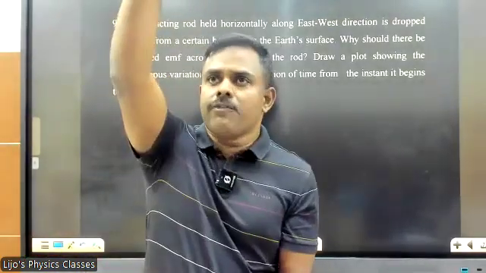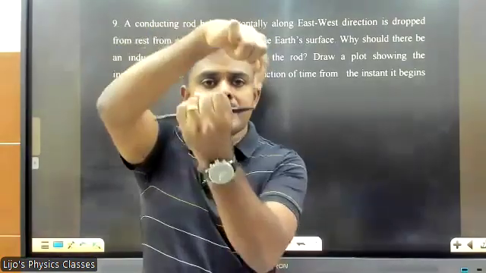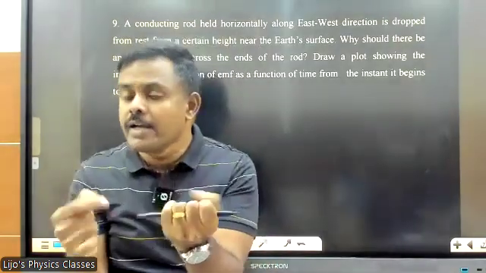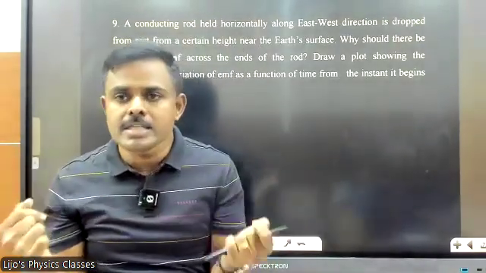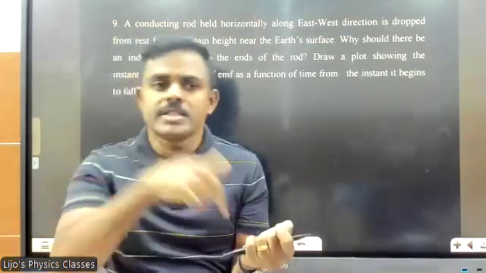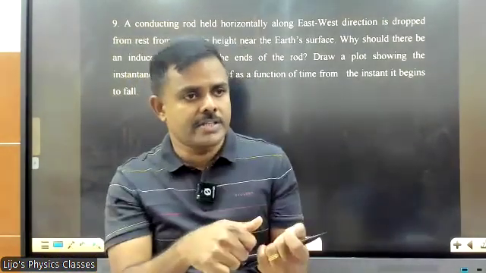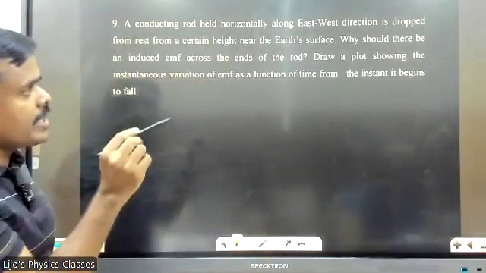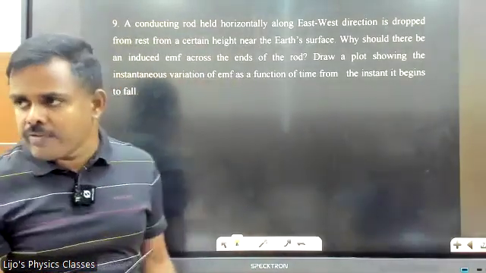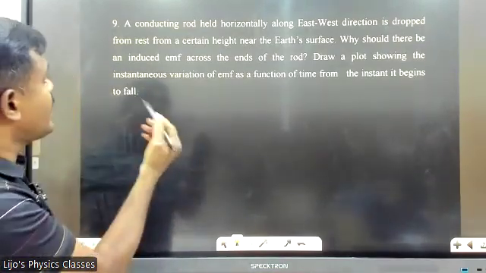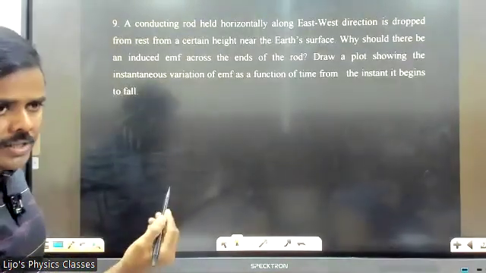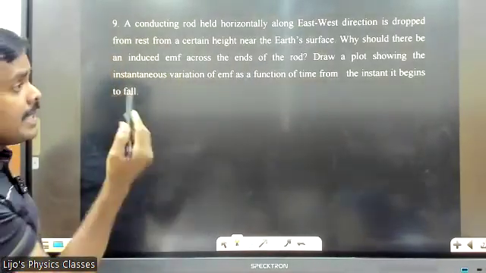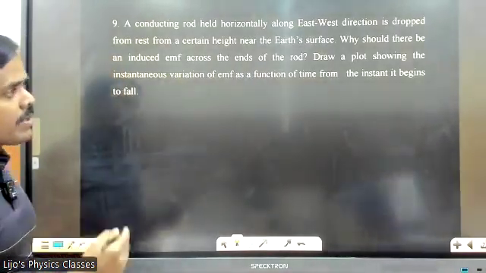So when a conductor falls, obviously, it must create an EMF, right? Why? It is intercepting a magnetic field. Whose magnetic field? Earth's magnetic field. Because the conductor is falling on Earth's surface, right? Read the question again. A conducting rod held horizontally along east-west direction is dropped from a certain height. Then why should there be an induced EMF across the ends of the rod?